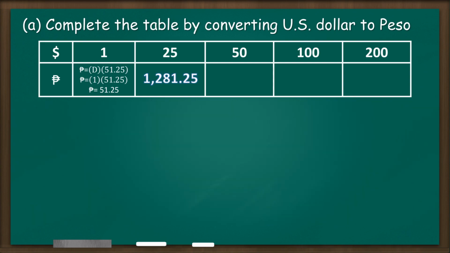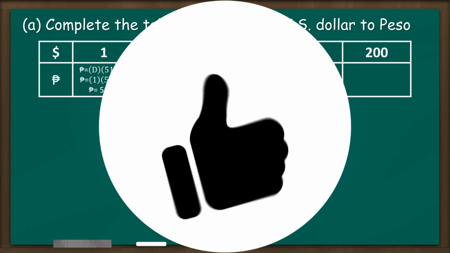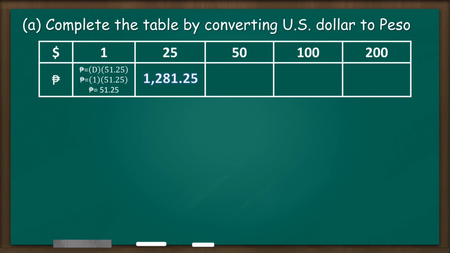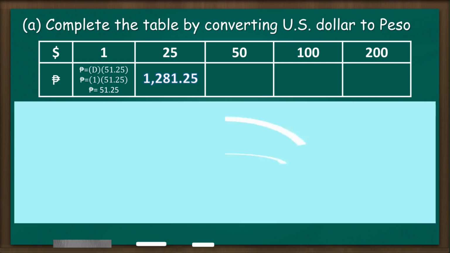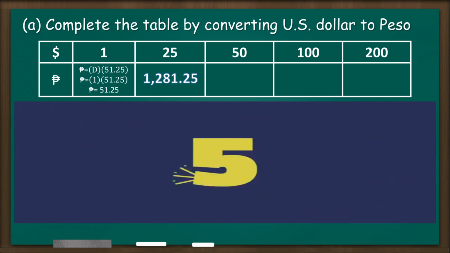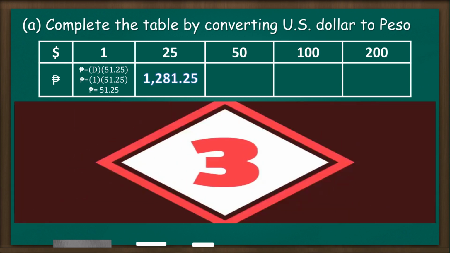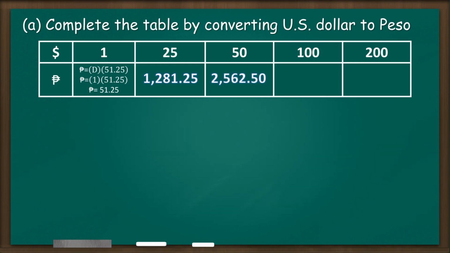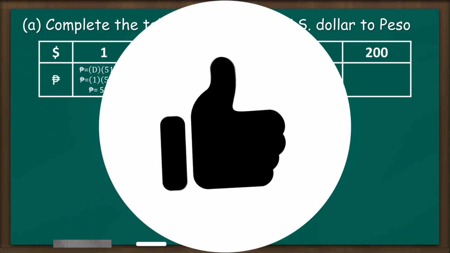If your answer is 1,281 pesos and 25 cents, you are correct. Convert $50 to Philippine peso. 10 seconds starts now. If your answer is 2,562 pesos and 50 cents, you are correct.